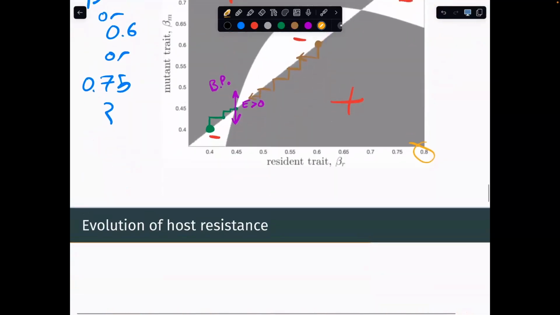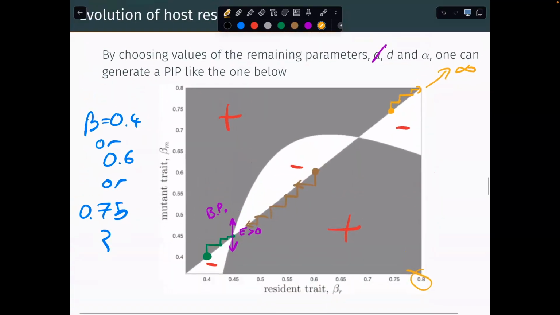Yeah, I have another question. Yeah, go for it. Does the second intersection point around 0.7 with the beta resident value also be a technical branching point there?